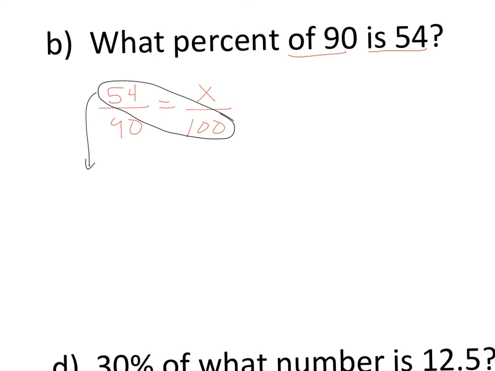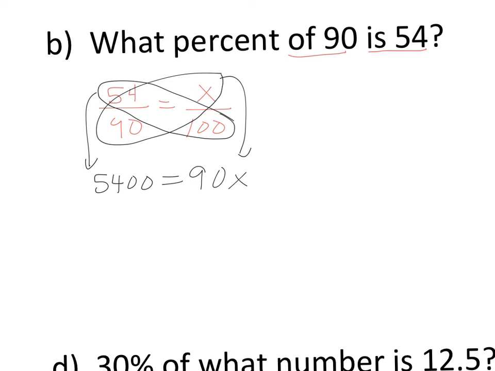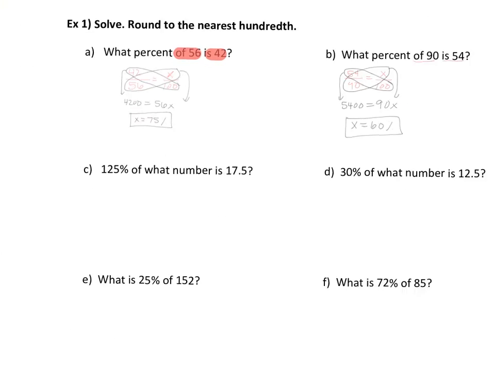and got 5,400 equals, and then cross multiply this way and get 90x. So now you're going to take that 5,400, we're going to divide it by 90, and we're going to end up with 60% is what you should have got there. Okay, all right, let's go to C here.